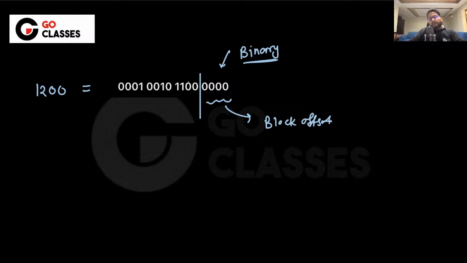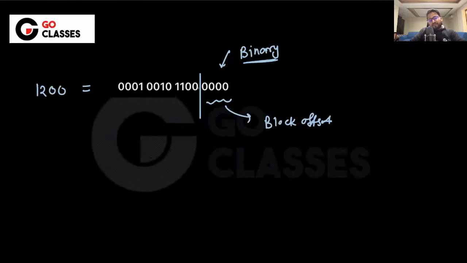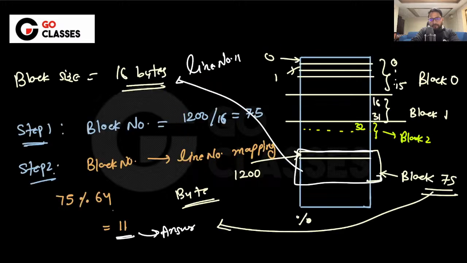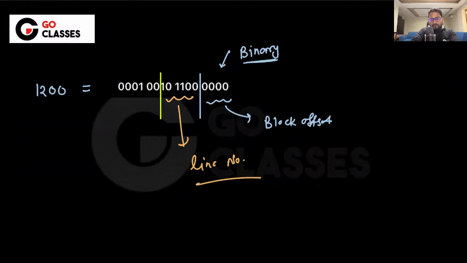Now from here we need to take the number of lines. The number of lines is 64. 64 means 2 power 6, so 6 bits. This is your line number. Is this correct? Can you tell me what is this? What is the line number that you will be getting?